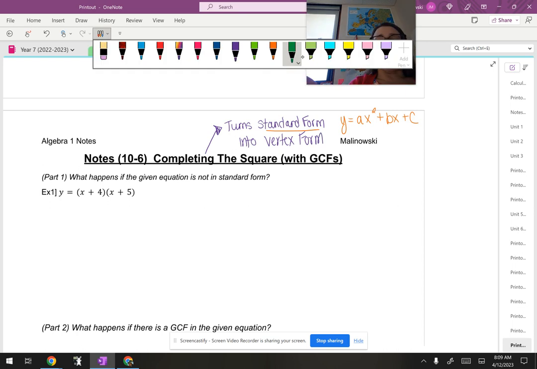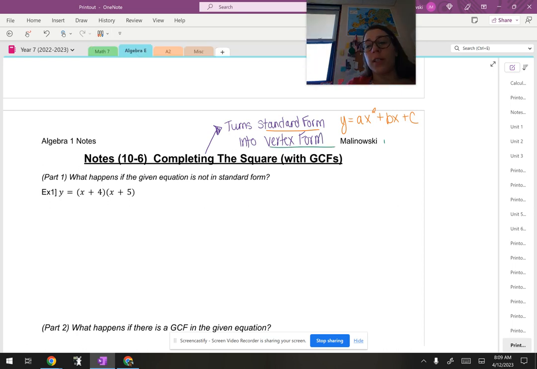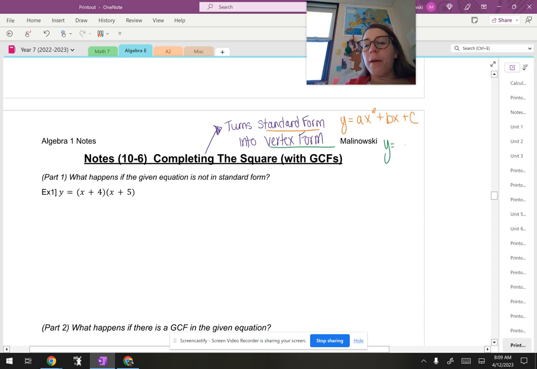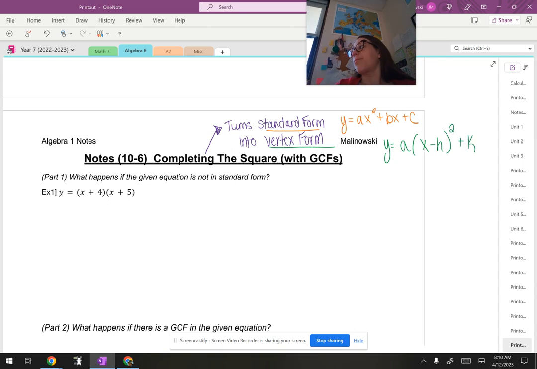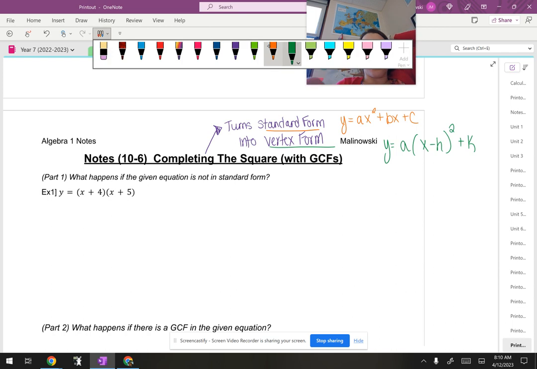And again, that vertex form that we've been looking at is y equals, just kidding, I forgot the a on the outside, a parentheses x minus h close parentheses quantity squared plus k. So that's the whole purpose of completing the square. This time, the only difference is that we've got some GCFs.